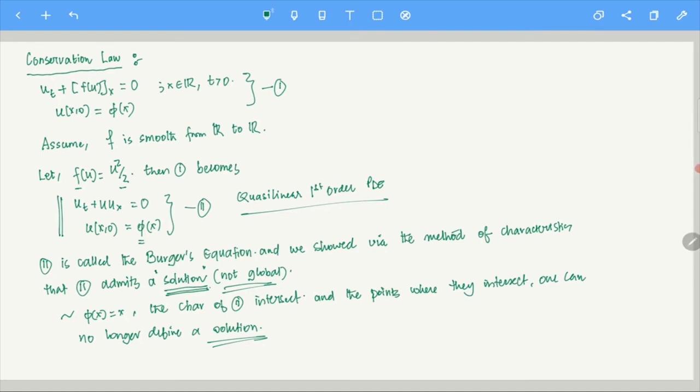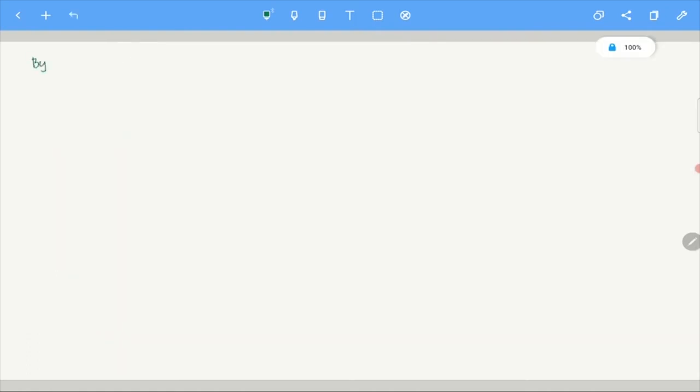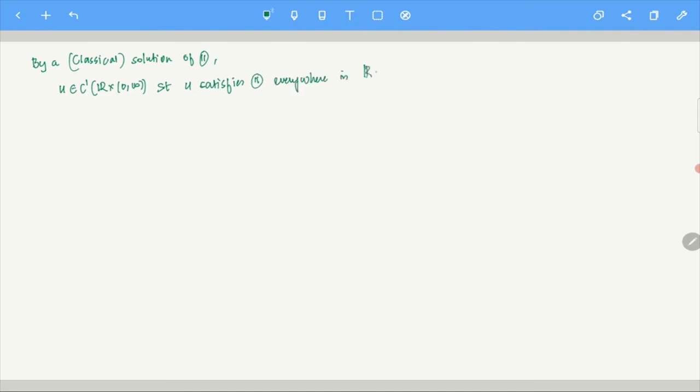So in this case, the earlier case which we talked about till now in this course, by a classical solution of (1), you guys already know what it means. It means that u is in C2 of R cross (0, infinity), such that u satisfies (1) everywhere in R cross (0, infinity). That's the natural thing to say.